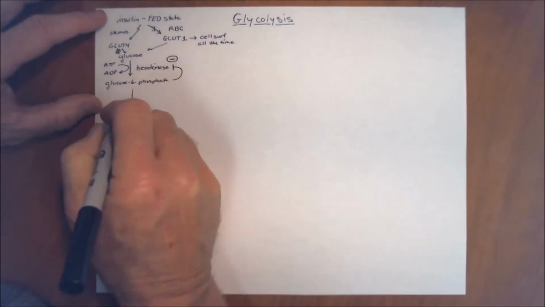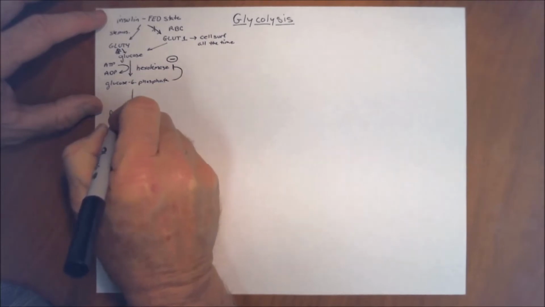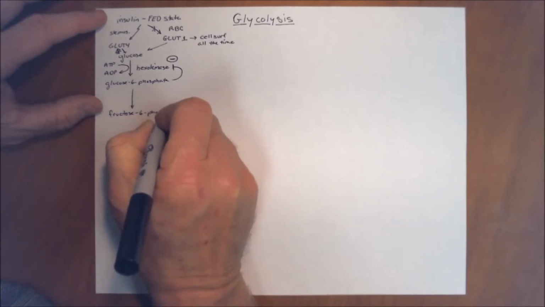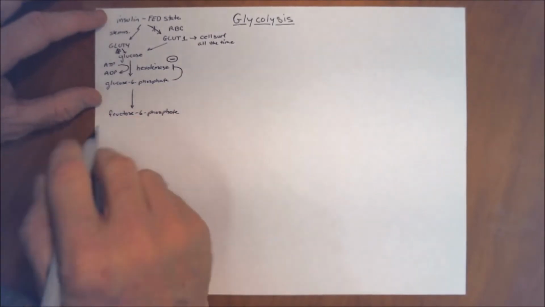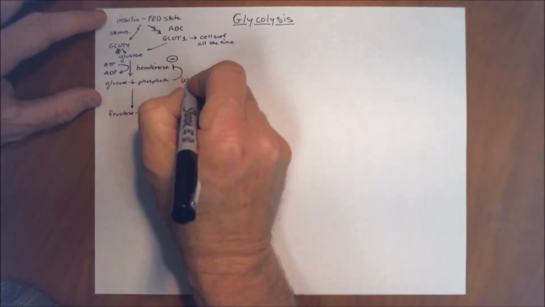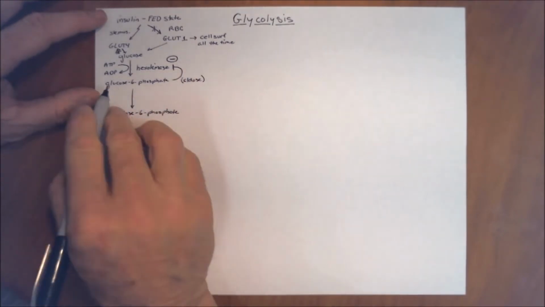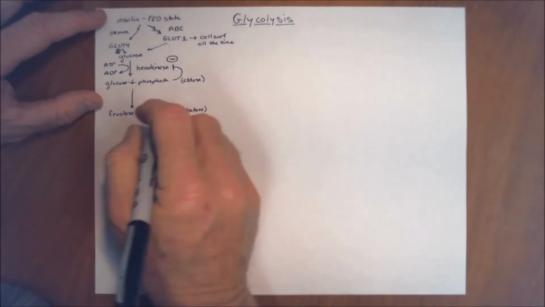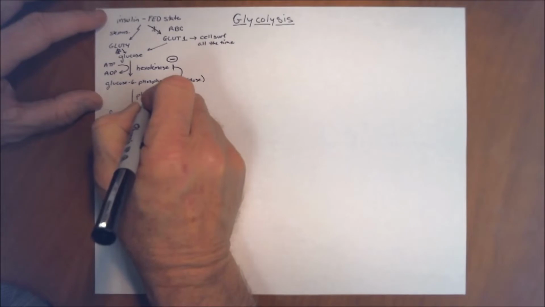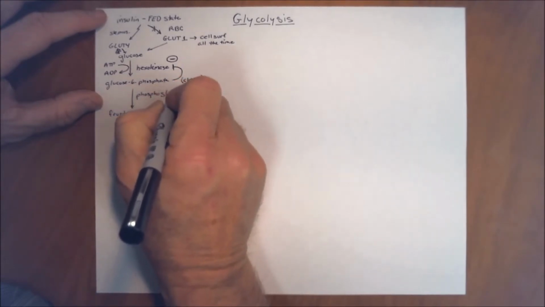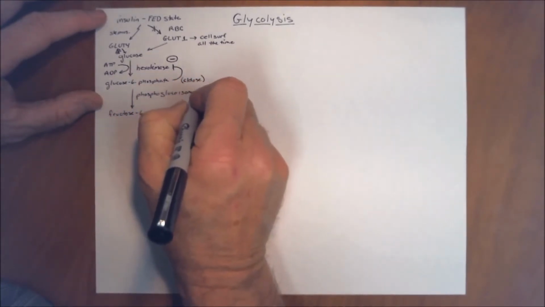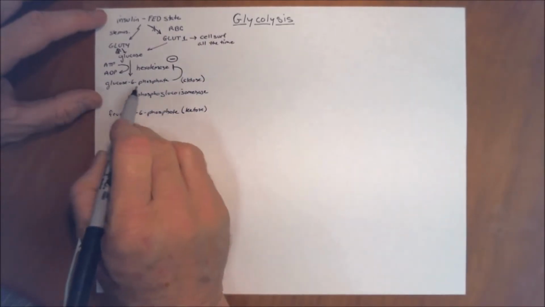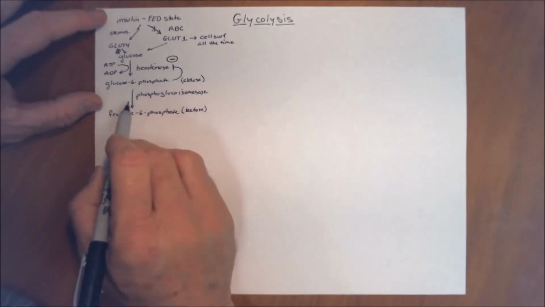The next step in glycolysis is an isomerization reaction. And we are simply shifting the aldose form of our hexose glucose 6-phosphate to the ketose form. This enzyme is phosphoglucoisomerase. The isomerase enzyme simply converts the functional group aldehyde into a ketone.